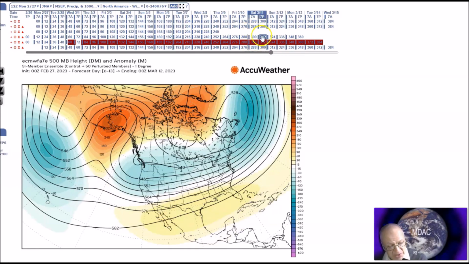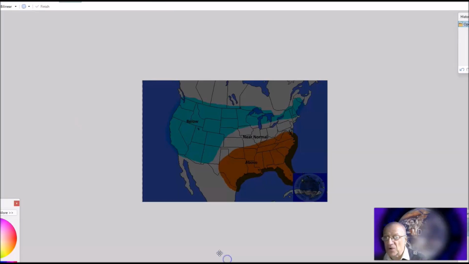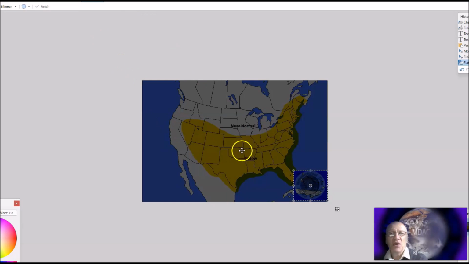So for this forecast period, I'm calling for below normal temperatures here, with anomalies of 2 to 4 degrees below normal, maybe even higher across this area. Above normal temperatures are forecast here, with anomalies of 2 to 8 degrees above normal. For precipitation, I'm calling for below normal precipitation for much of this region here, and the probability of occurrence is 35%. I don't have a high confidence on this.